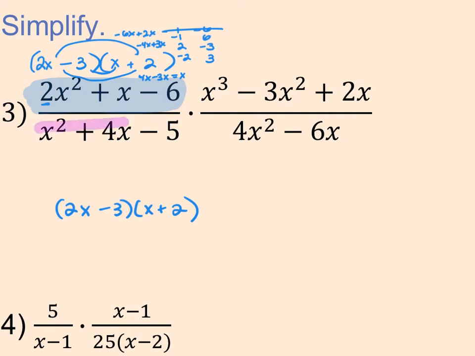I'm going to go to bottom left. This one's a little bit easier. There's no term on the front. Factors of -5 that sum to +4 would be +5 and -1. That goes in the bottom.